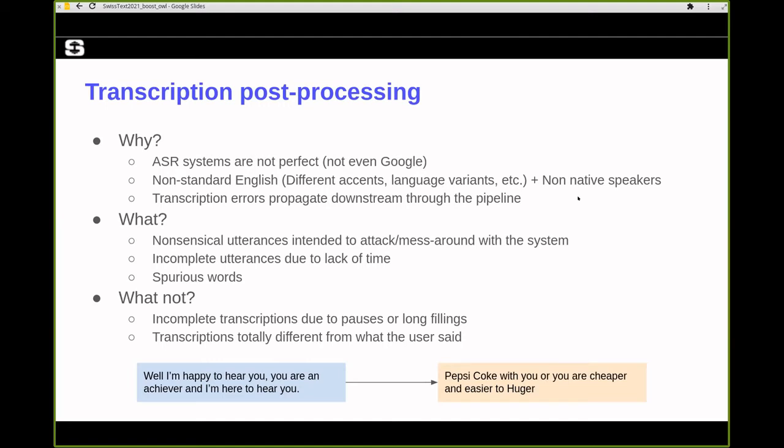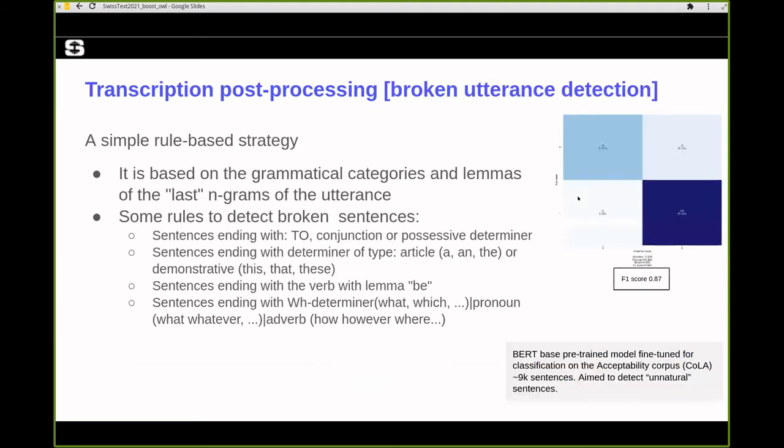What are we not dealing with? We are not dealing with incomplete transcriptions due to pauses or long fillers, like for example, "my name is, whatever." Nor are we dealing with transcriptions that are totally different from what the user intended to say. For example, there is an example here. The blue box is the original recording from the user, and the other one is what Google comes back with as a transcription.